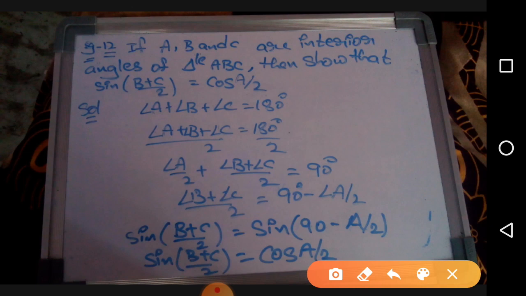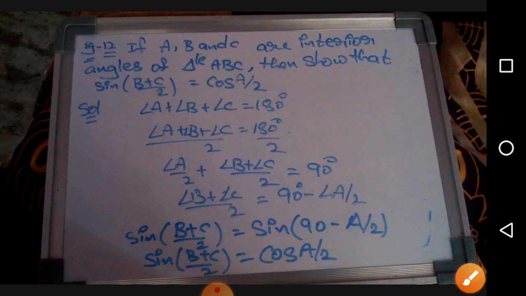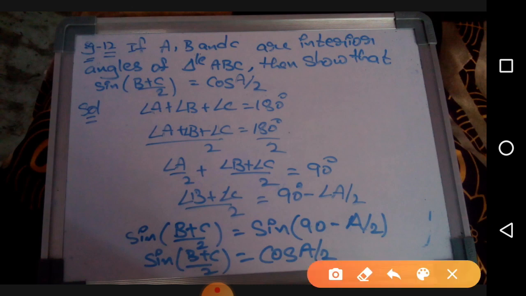As we have divided, what we require is B plus C together, and A as an individual. So A by 2 plus (B plus C) by 2 equals 90 degrees. Thus (B plus C) by 2 equals 90 minus A by 2, and then just add sine on both sides, multiply with sine, then you'll find sine of (B plus C) by 2 equals sine of 90 minus A by 2, and sine of 90 minus theta is nothing but cos theta, that is cos A by 2.